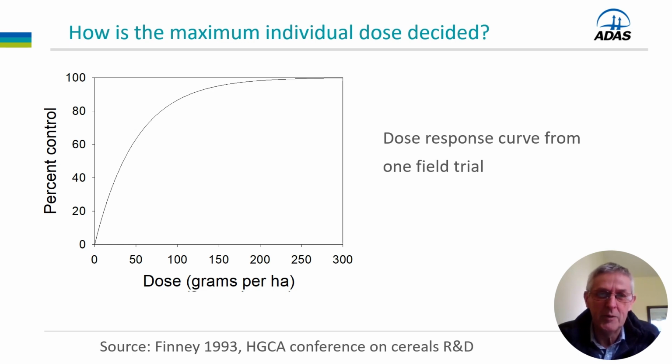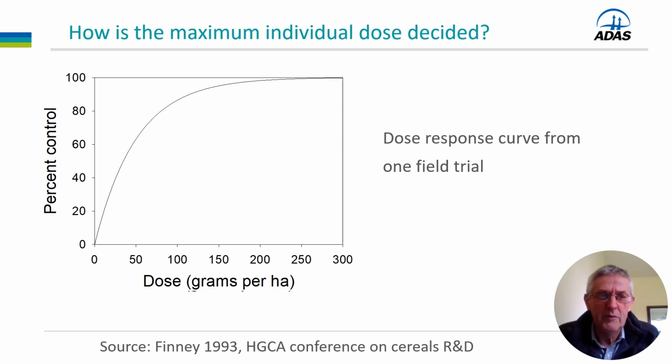This is a hypothetical curve from one field trial where a range of doses of the new fungicide measured along the bottom axis in grams per hectare were applied to a field, and then subsequently the disease severity was assessed, and by reference to the untreated severity, that was converted into percentage control. And you can see in this case, the level of control in this hypothetical case was very high.